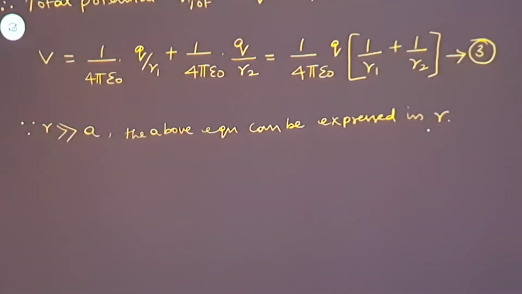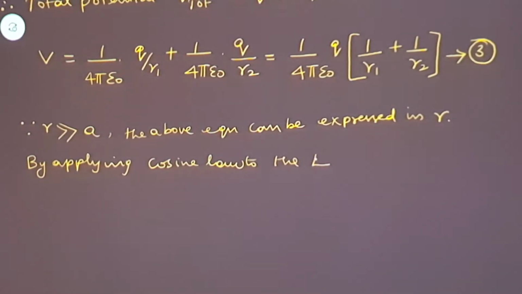I can do it by applying the cosine law. So by applying the cosine law, look at the diagram. You might have studied this in properties of triangles in mathematics in your 11th standard. By applying the cosine law to a triangle, you can see it in your diagram, the triangle B-O-P.